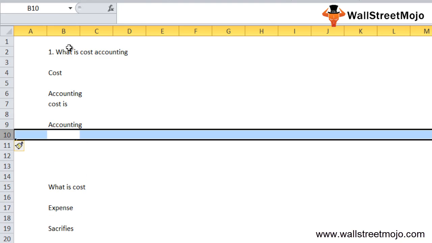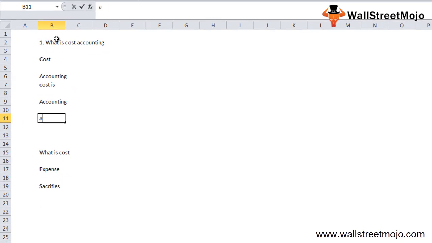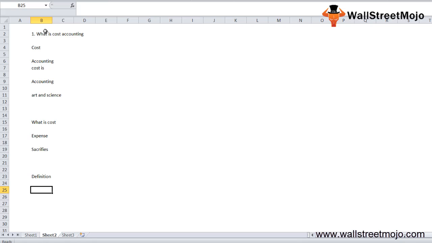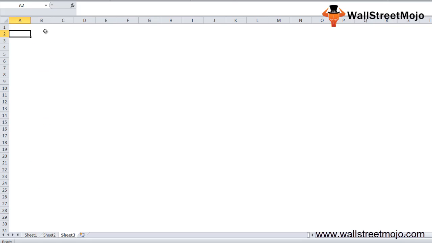Next, let's understand what accounting is. Accounting is sort of an art and science both, of recording, classifying, summarizing and analyzing inputs to make sense of the information related to financial management or cost. Let's start with the definition first. Cost accounting is an art and science of recording, classifying, summarizing, analyzing cost to help management make prudent business decisions.